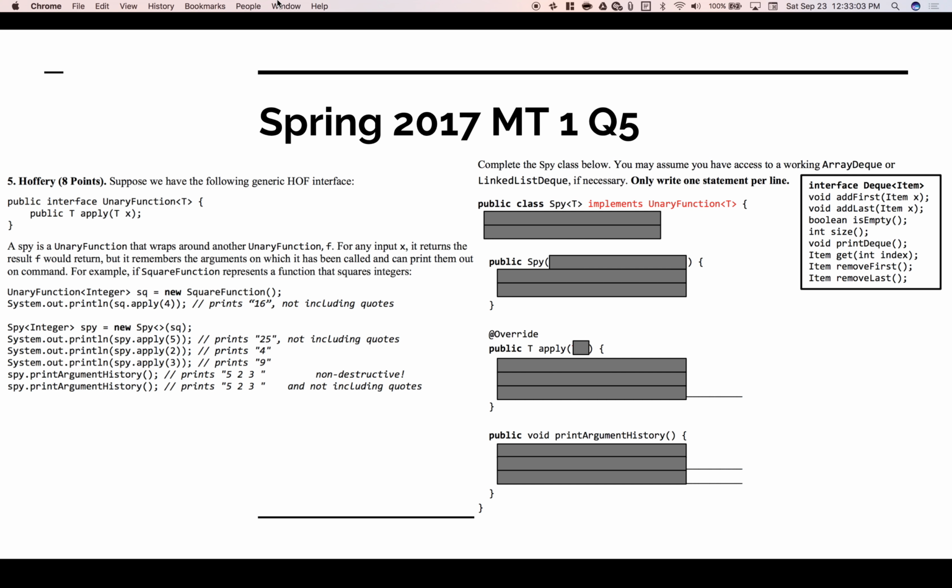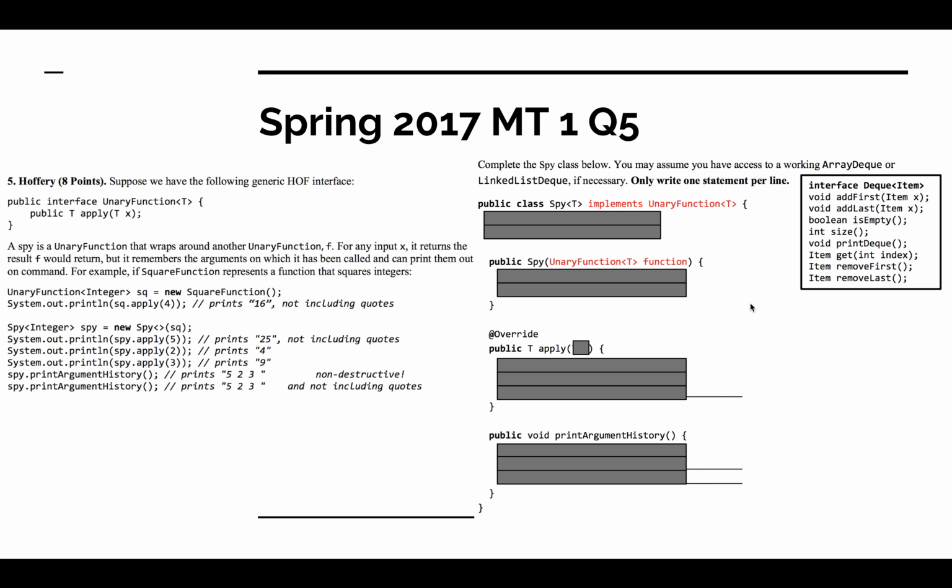Yeah, exactly, because if you see the example on the left-hand side, when we created a new Spy, we passed in the variable sq. So we know that the constructor takes in a unary function, which is what sq was. Given this, now we can try to examine the apply function and the print argument history function.